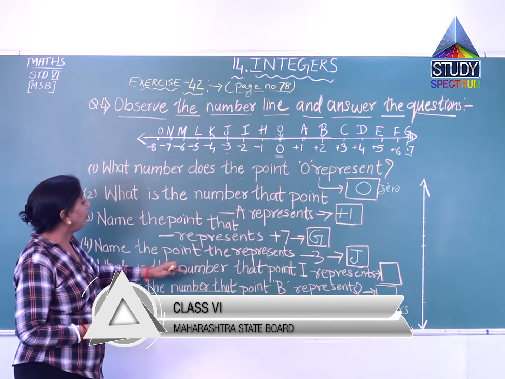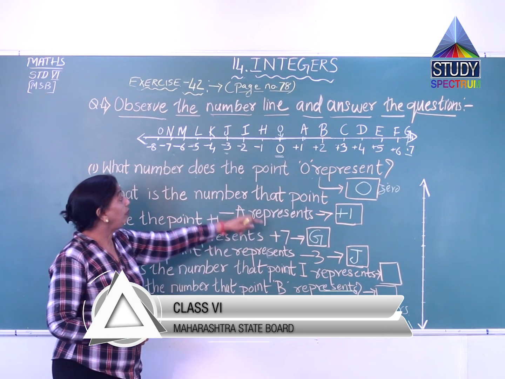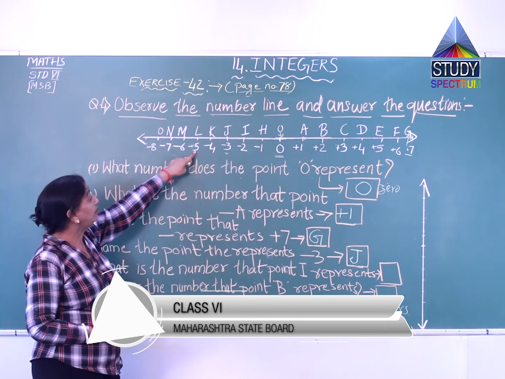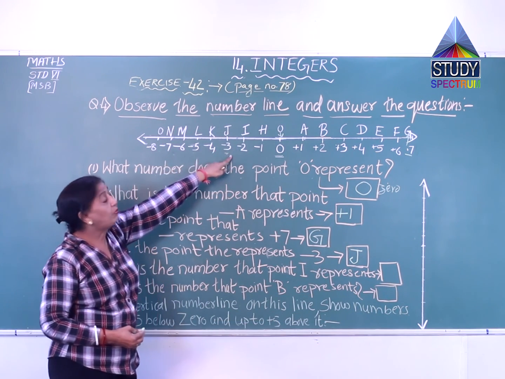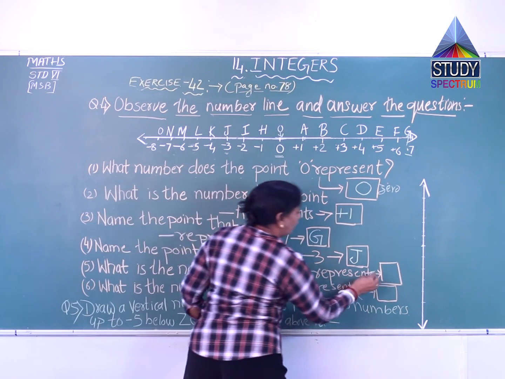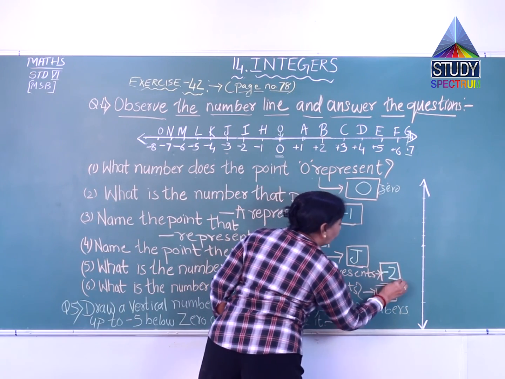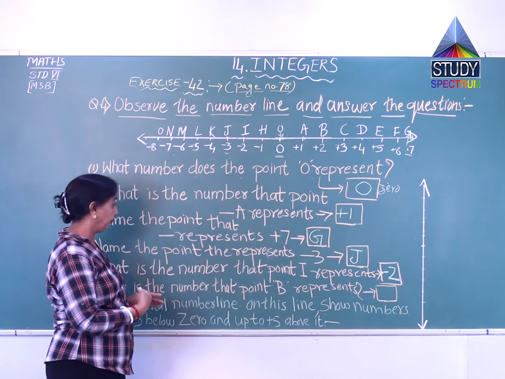Now next. What is the number that point I represents? So again we'll go back to the number line. We'll see where the I lies here. So which number does it represent? It represents negative 2. So I'll write here negative 2, as it is to the left of the origin.